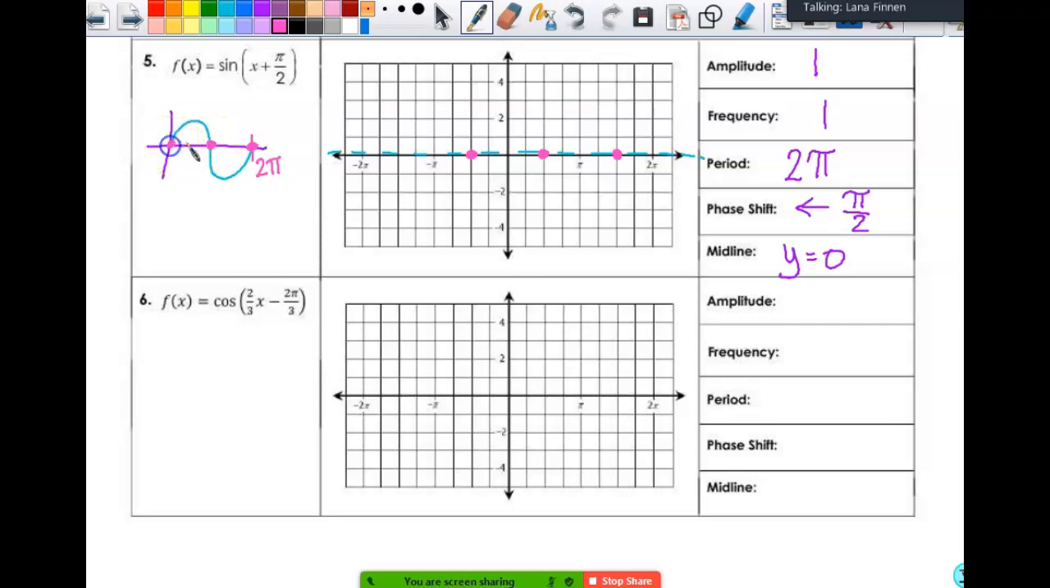Between these 2 points, I go up whatever the amplitude is, and it's 1. So between these 2 points, I go to 1. Between these 2 points, I go to -1. There are my 5 anchor points. And then I just repeat those to fill in between -2 pi and pi. So this would be here, here, here, here. And then I can sketch it in.